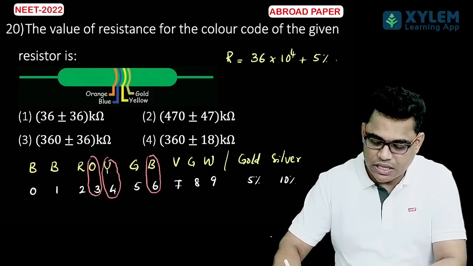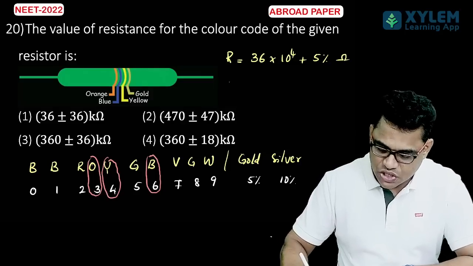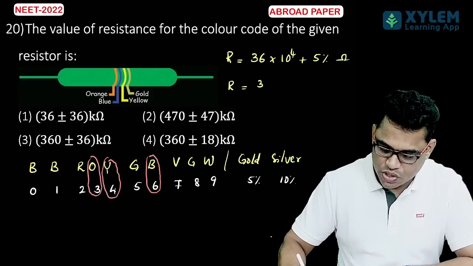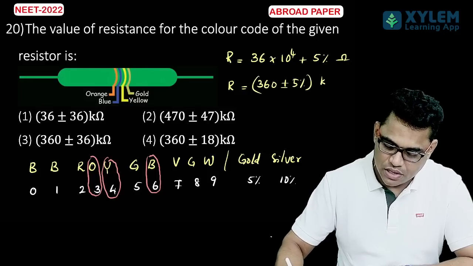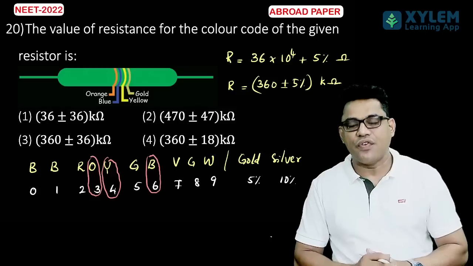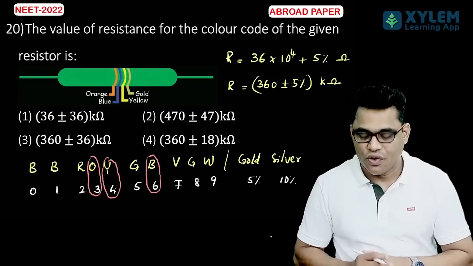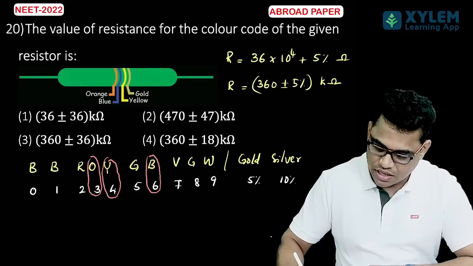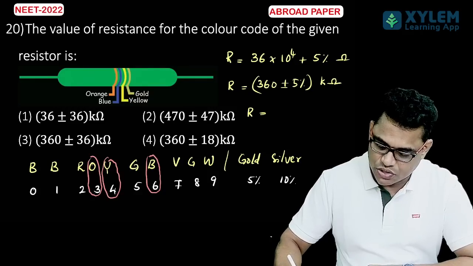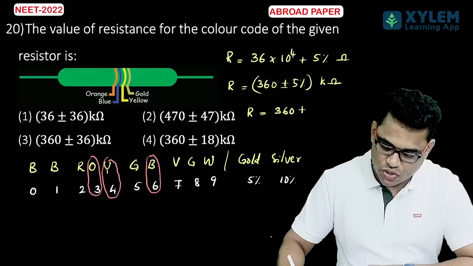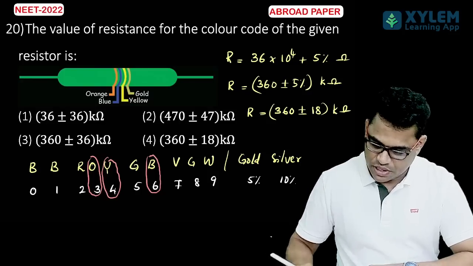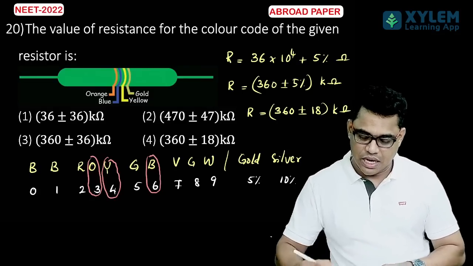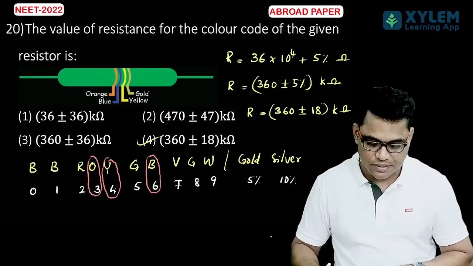Now, what you got is in ohm. Let us write it this way: R is equal to 360 plus or minus 5% kilo ohm. You need to find out 5% of 360, which is 18. Therefore, the resistance R is equal to 360 plus or minus 18, and the unit is kilo ohm. Is there such an answer? Let us see. Here is the answer. Option 4 is the right answer.